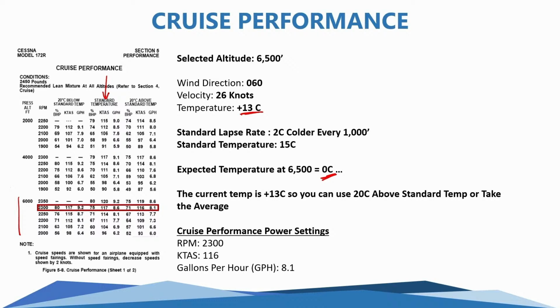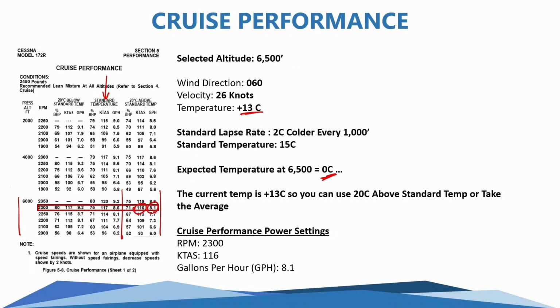Now you could interpolate the differences between standard and 20 degrees Celsius above standard. For our purposes today, because we're running out a little bit of time, there's only just a couple of differences between these values. The airspeed is a little bit slower with the hotter temperature, and mainly what I'm paying attention to is right here in this box. This is our true airspeed of 116. And then our fuel burn is right there, which is 8.1 gallons per hour.